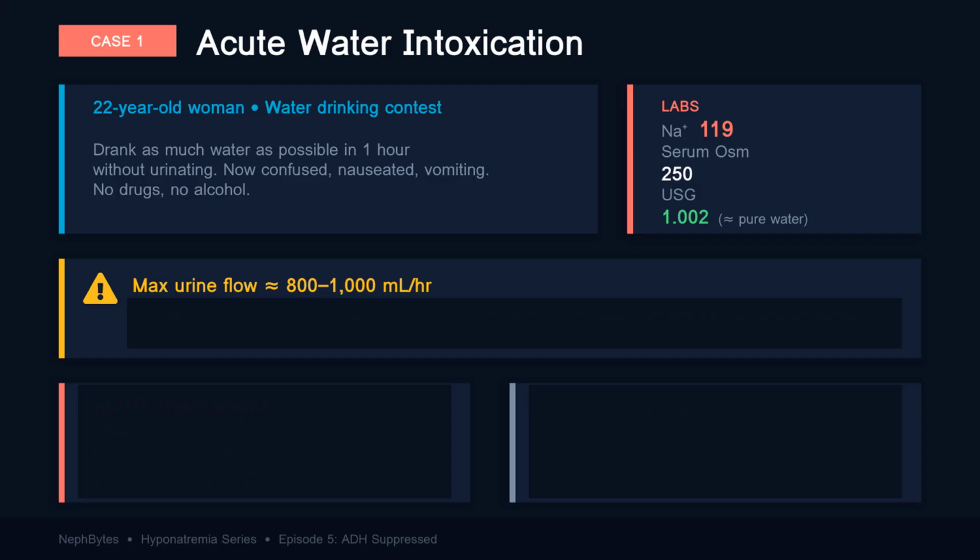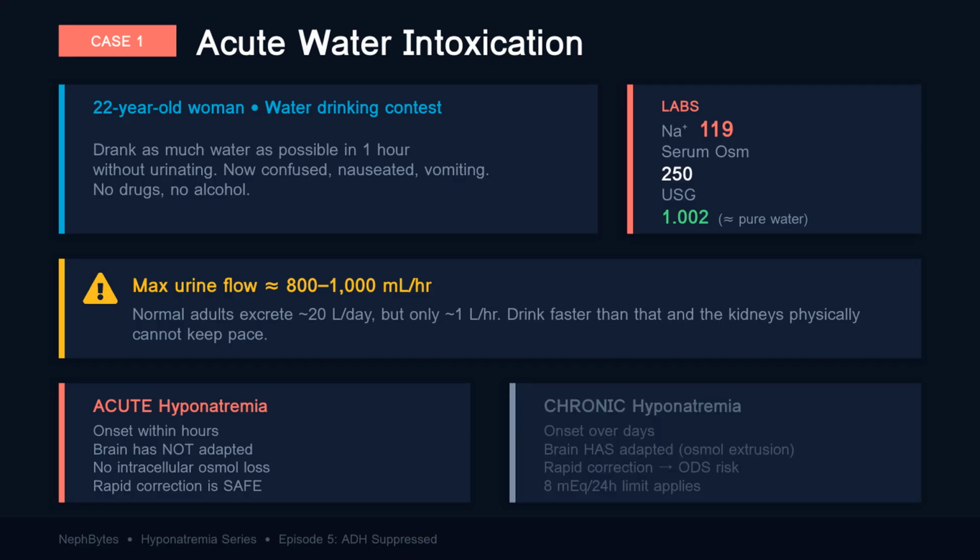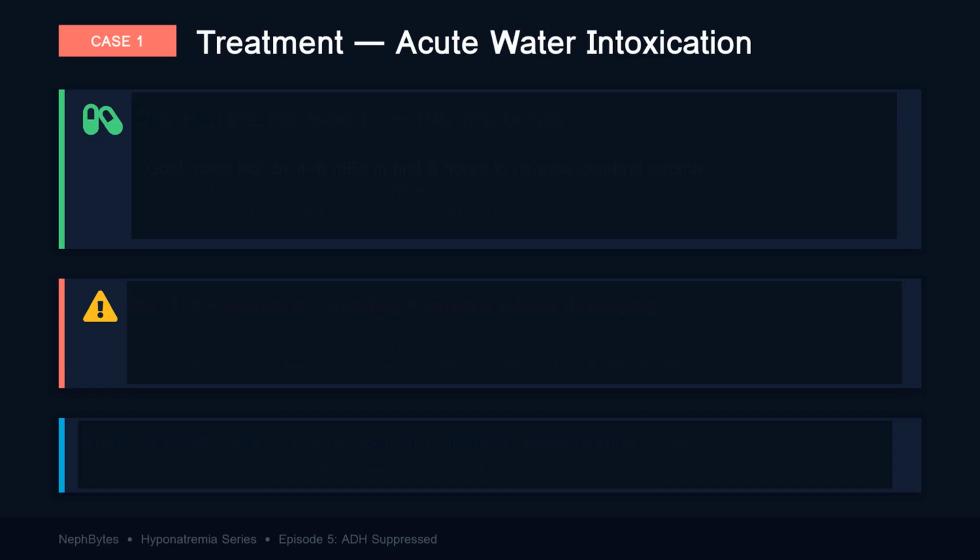Now here is the distinction that matters most in this case. She has acute hyponatremia, onset within hours, and that changes everything about how we think about correction. In chronic hyponatremia, the brain has had days to adapt. It extrudes osmoles, taurine, glutamate, other organic solutes, to reduce intracellular swelling and protect itself. That adaptation is what makes rapid correction dangerous in chronic hyponatremia.